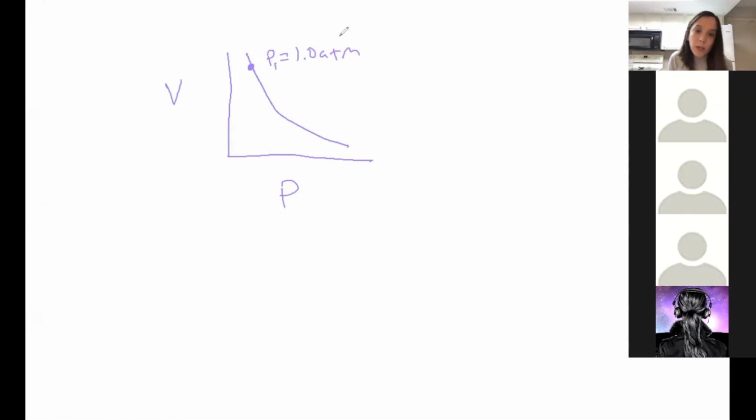So P1 that he measured was at 1 atmosphere, and then volume 1. For his sample of gas, he had 10 liters of gas. Then he measured a new pressure and a new volume. So he raised the pressure to 2 atmospheres.